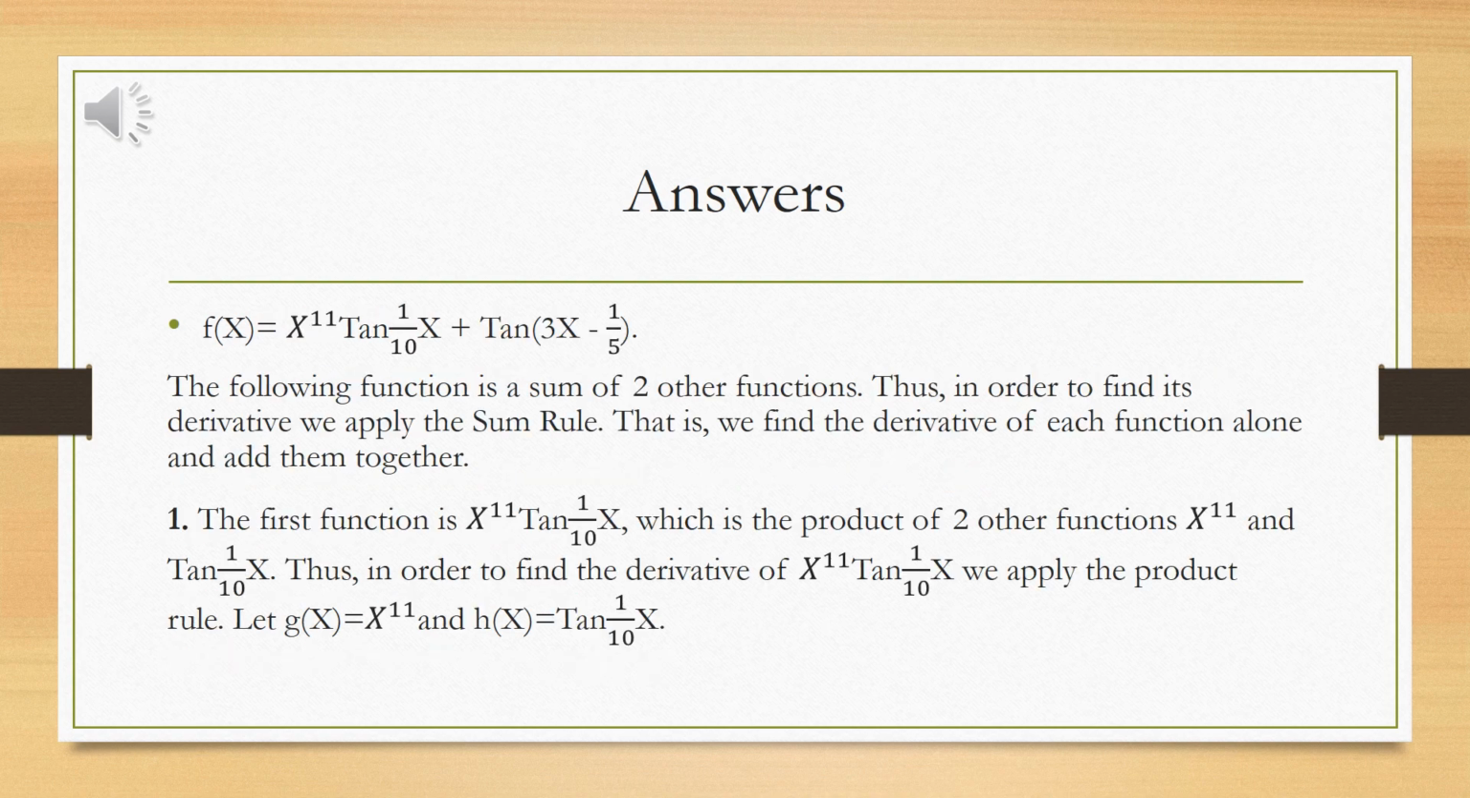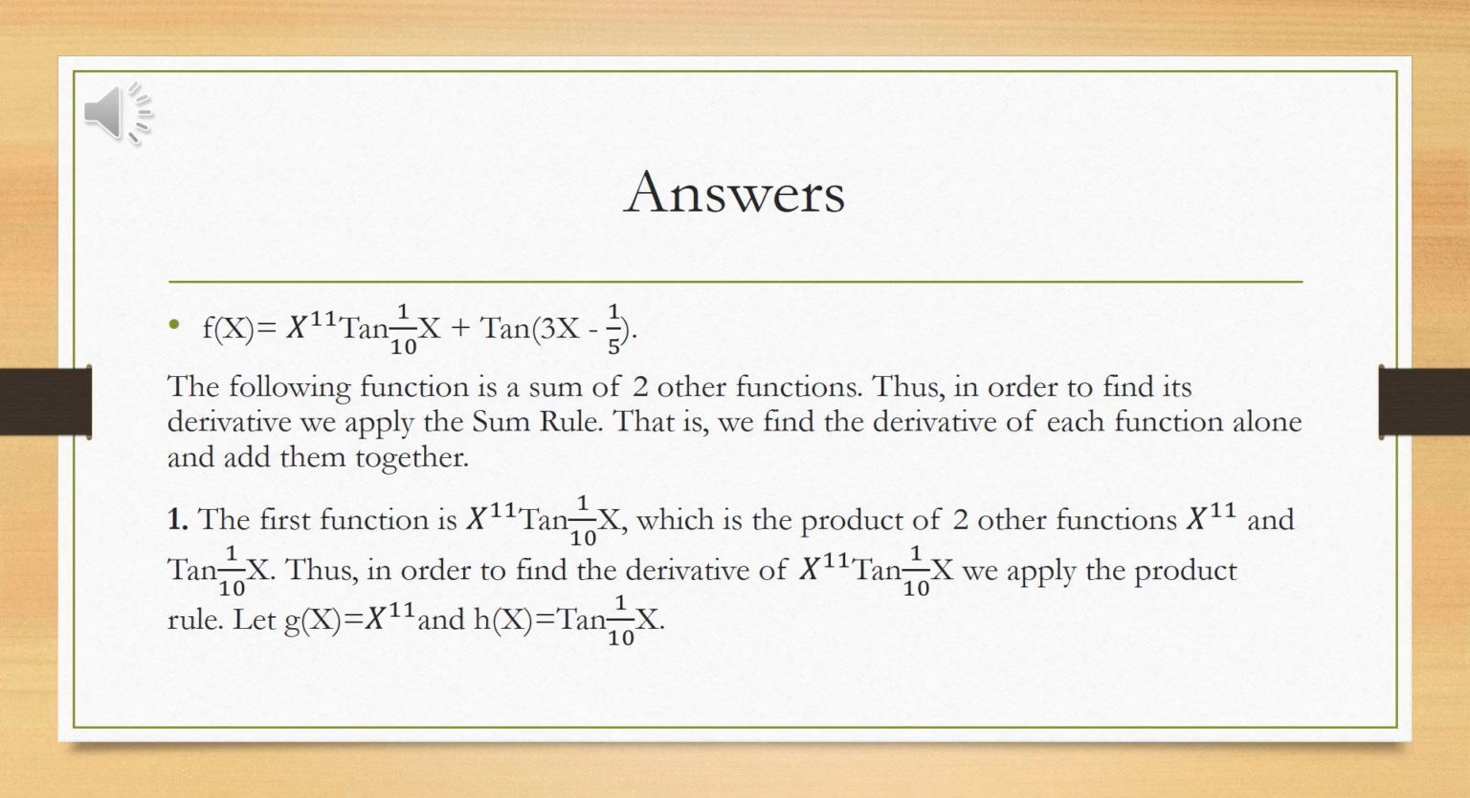f(x) = x^11 tan(1/10 x) + tan(3x - 1/5). The following function is a sum of two other functions. Thus, in order to find its derivative, we apply the sum rule. That is, we find the derivative of each function alone and then add them together.